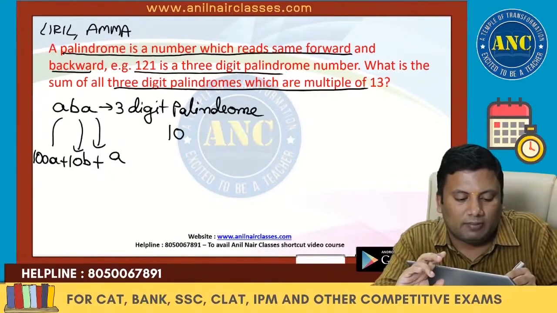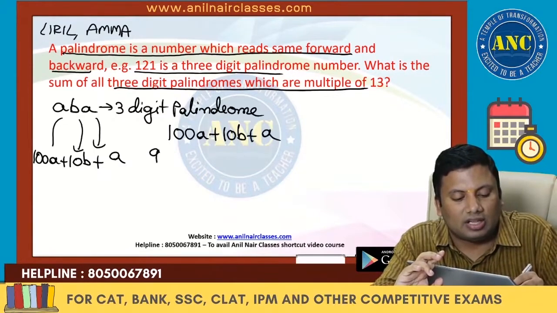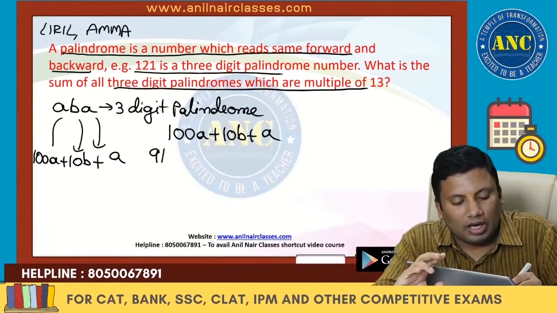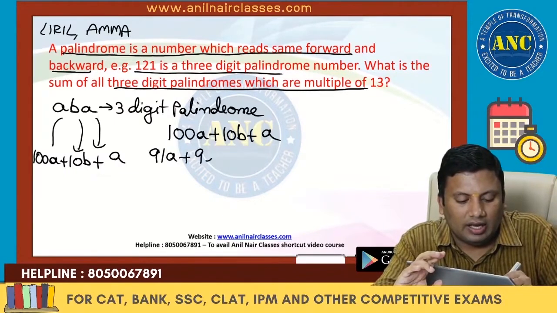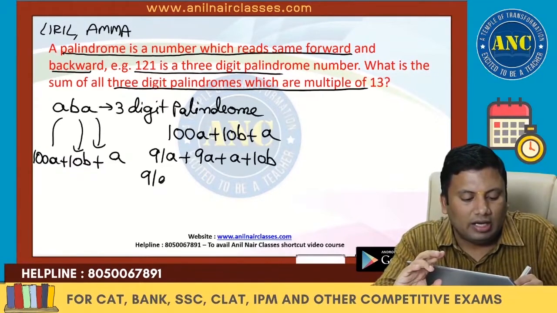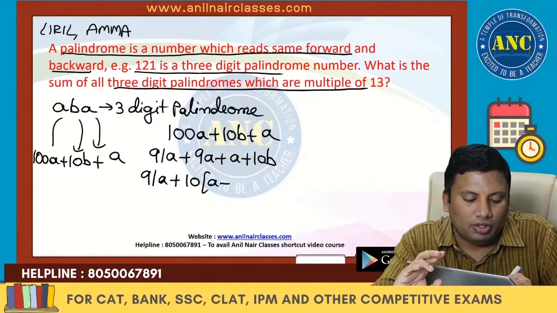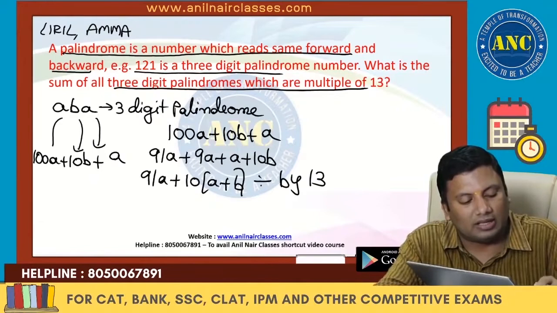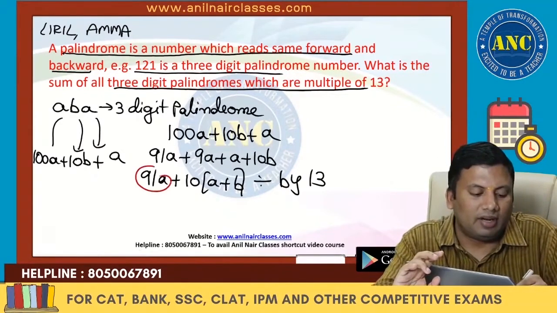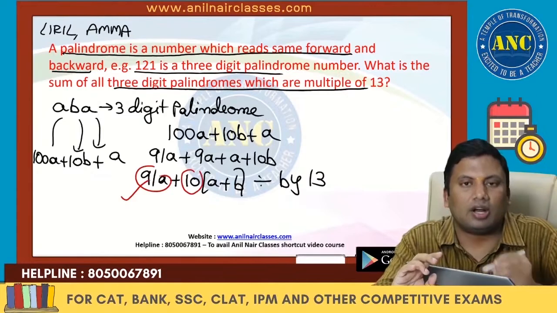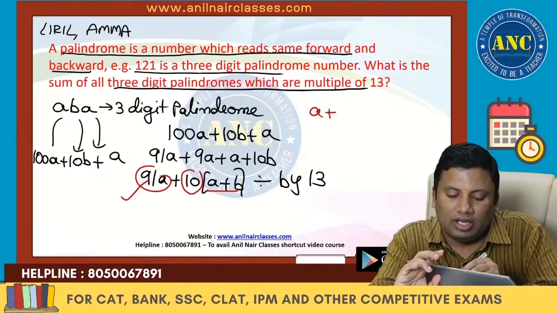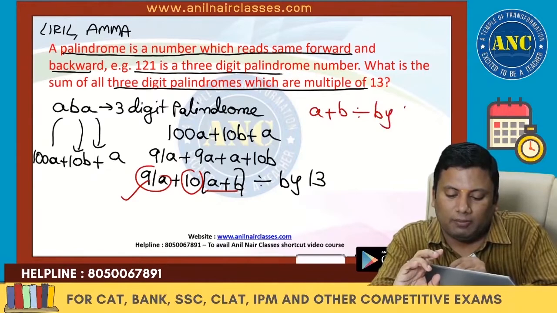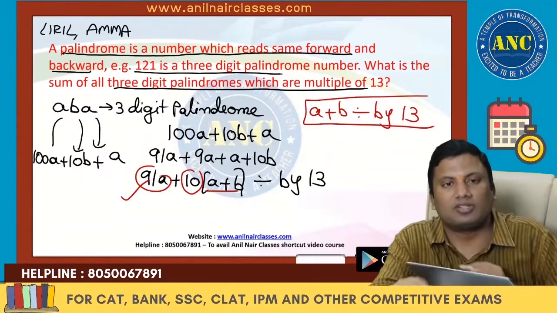So, these are nothing but 100A plus 10B plus A. This is nothing but 91A plus 9A plus A plus 10B. That is 91A plus 10 into A plus B, and it is divisible by 13. Now if you observe, 91 is divisible by 13. 10 is not divisible by 13. The conclusion is A plus B should be divisible by 13.